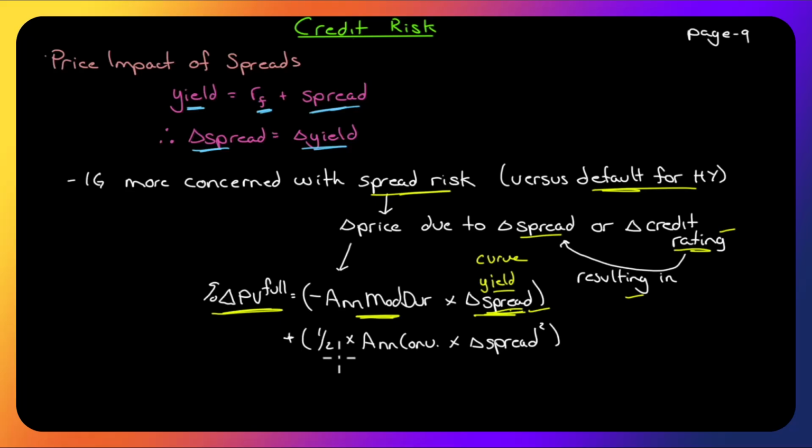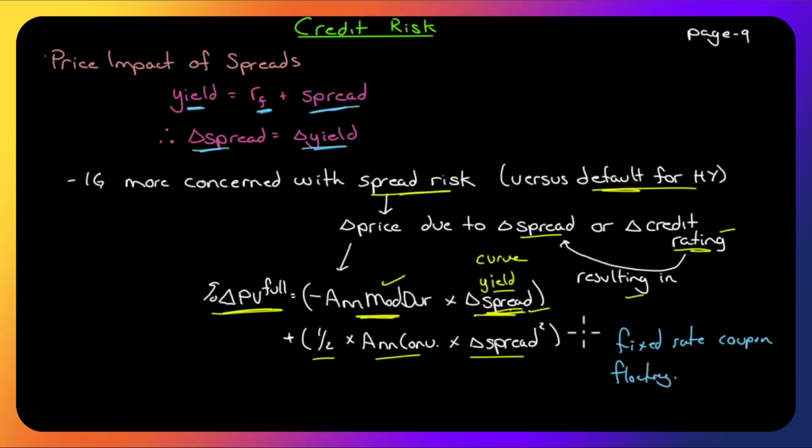And then we add our convexity factor, which is 1/2 there's our convexity statistic times the change in spread squared. But we're just using the modified duration of the bond. Now this works for fixed rate, I'll write it down, fixed rate coupon bonds. Okay? It does not work for floating rate bonds.